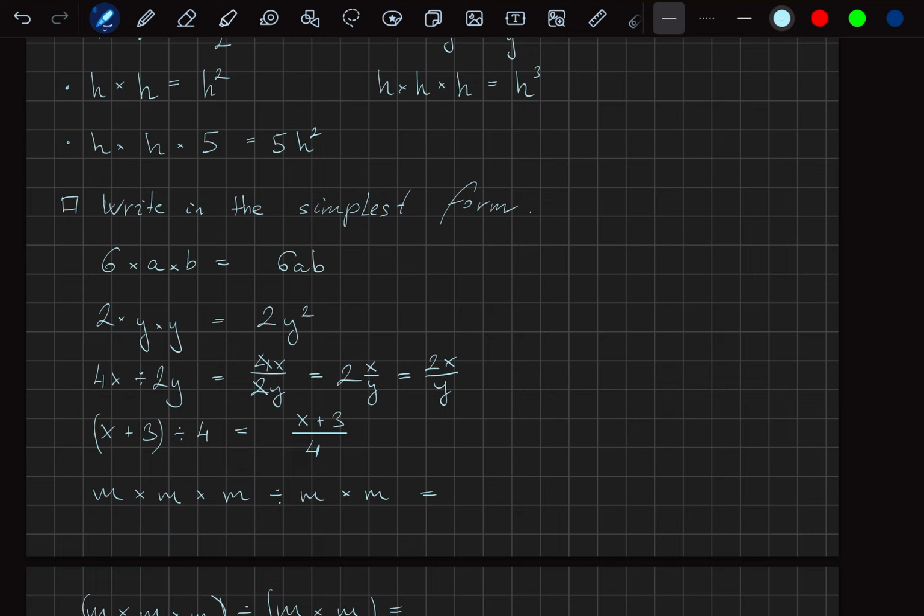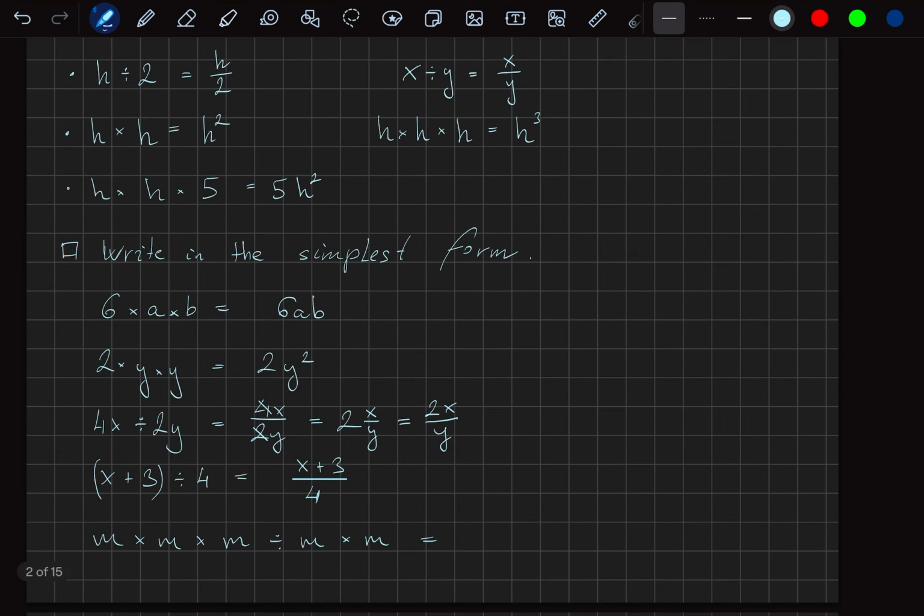m times m times m divided by m times m. So, what will happen here? Here, we have many multiplications and one division. So, I will use the rules of indices, and I will start to calculate.